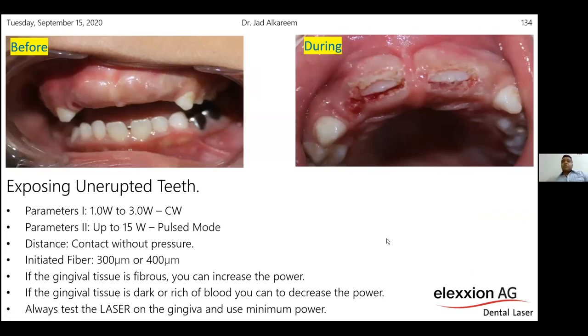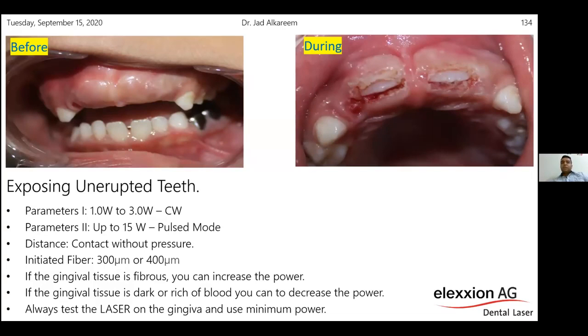The parameters can be between 1 watt up to 3 watt, depending on the color of the gingiva. So if the gingiva is very dark, you can use lower power like 1 watt. And if the gingiva is more pale in color or more fibrous, in that part, you have to increase the power. If you are using the continuous wave, you can use it up to 15 watt. If you are using a pulsed wave, you can use it up to 15 watt. So for the continuous, you can use between 1 watt up to 3 watt continuous wave.